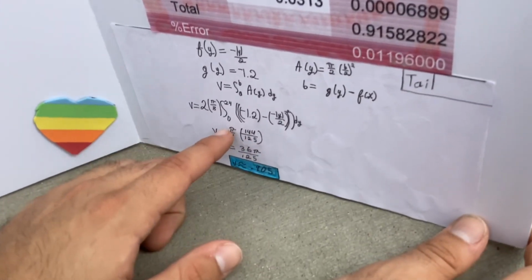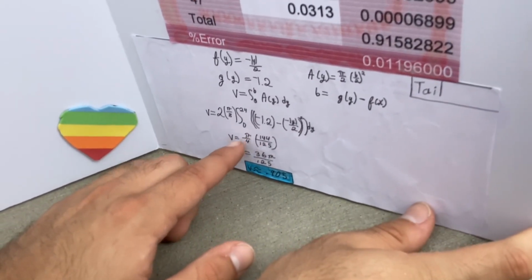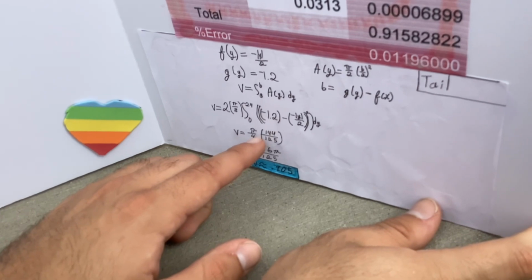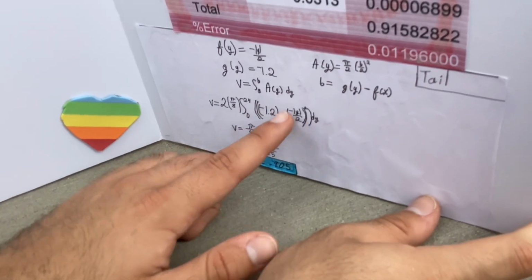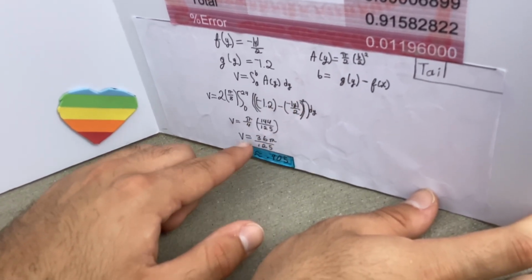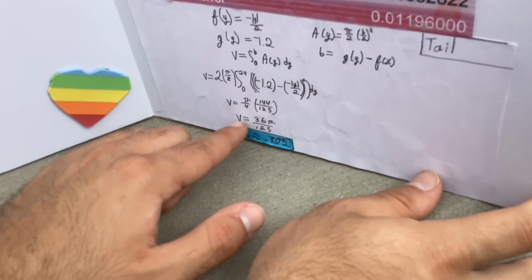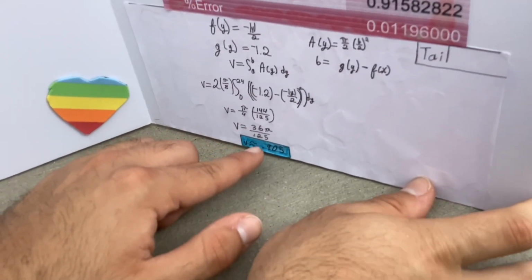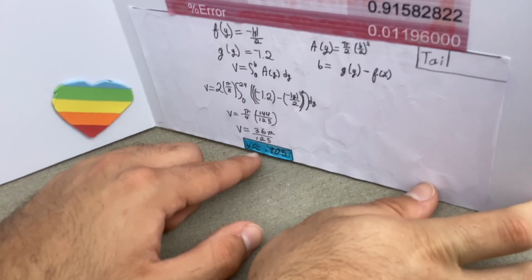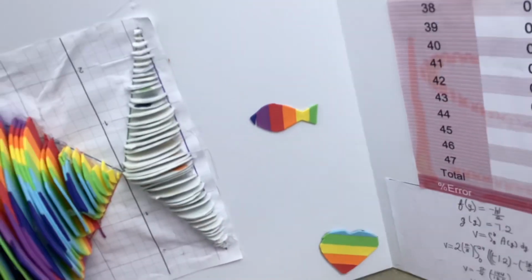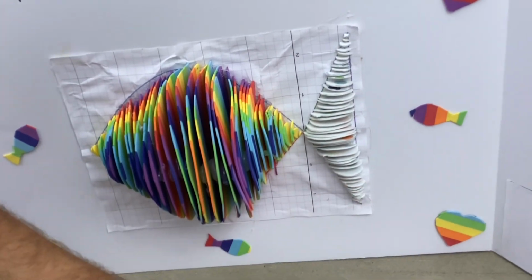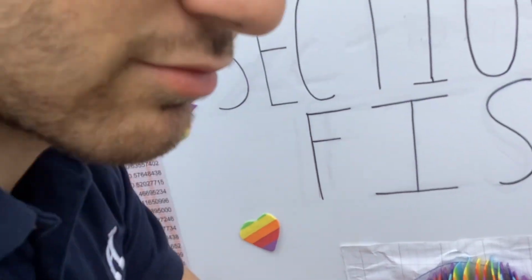All right, now we're doing V equals pi over 4 times 144 over 125, which is what this equals. And then V equals 36 pi over 125, which is approximately 0.905. So that means the volume of the tail is 0.905 exactly.